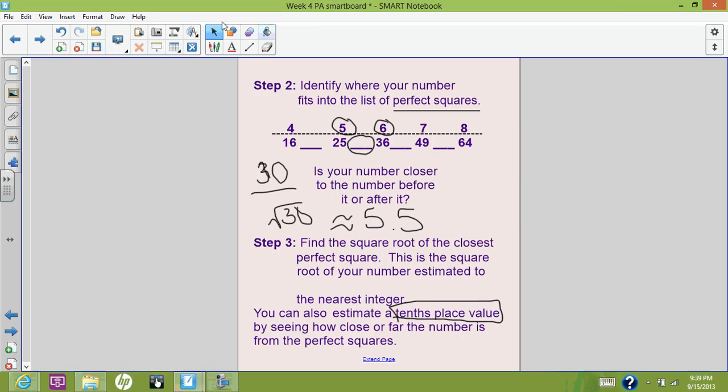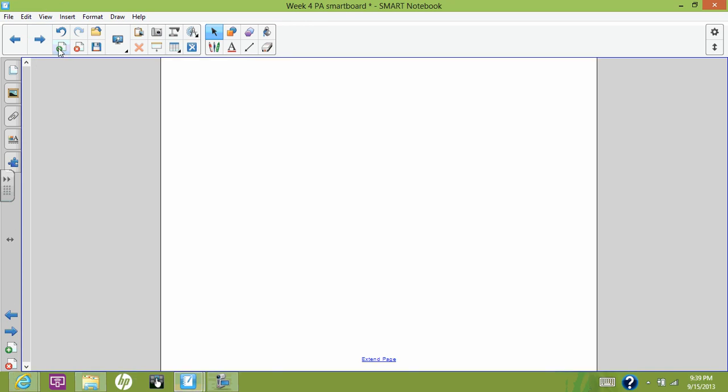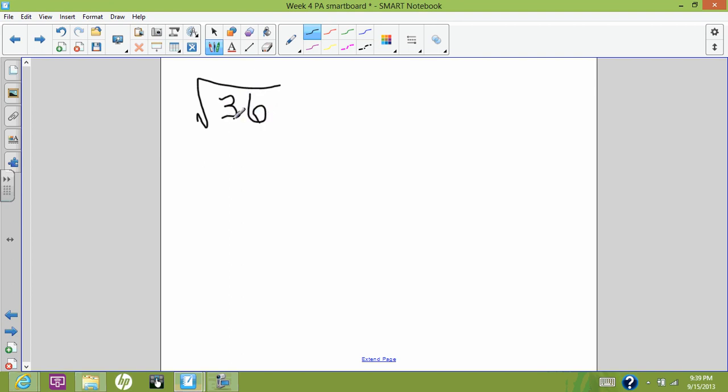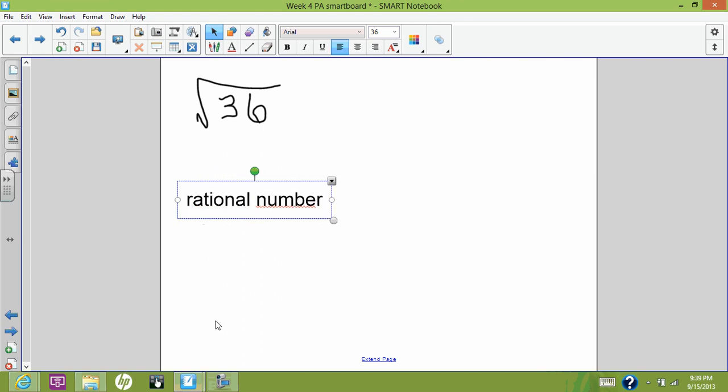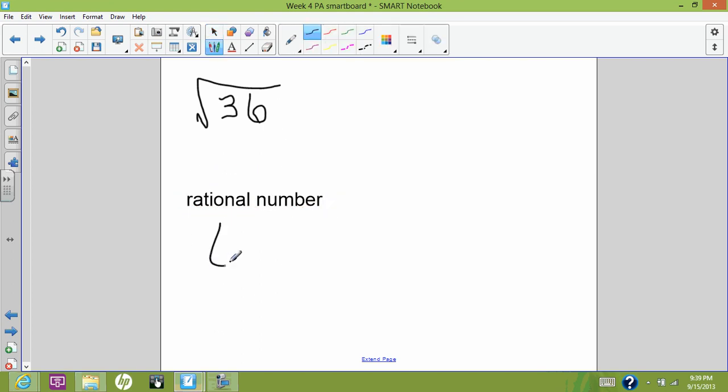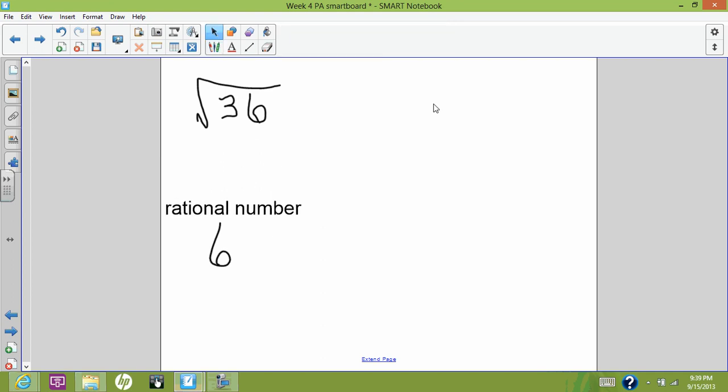We're going to practice some more of these later on, but before we do, I want to make a really important distinction. And you can write a little note here on the bottom of this page. When you're finding square roots, that's a symbol for square root. If you're finding the square root of something that is a perfect square, for example, 36, the square root of 36 is going to be a rational number. Because the square root of 36 is very simply 6. And we know that 6 is a rational number. It's a whole number, therefore it has to be a rational number.